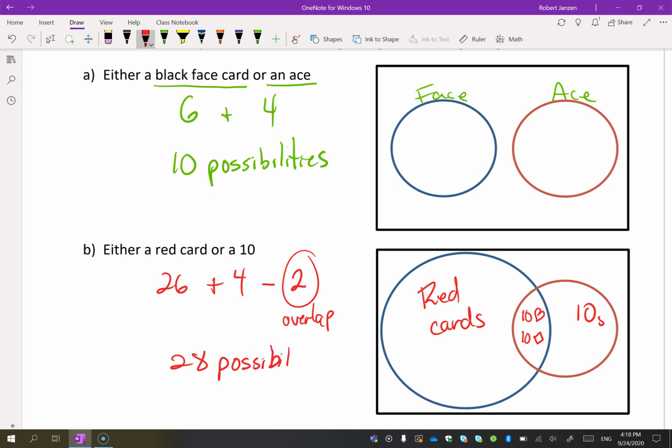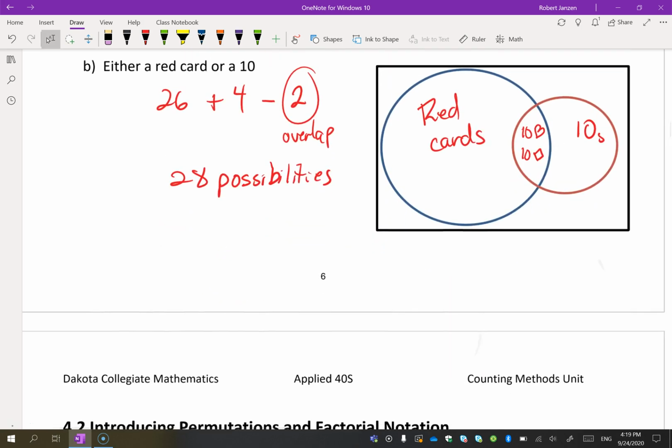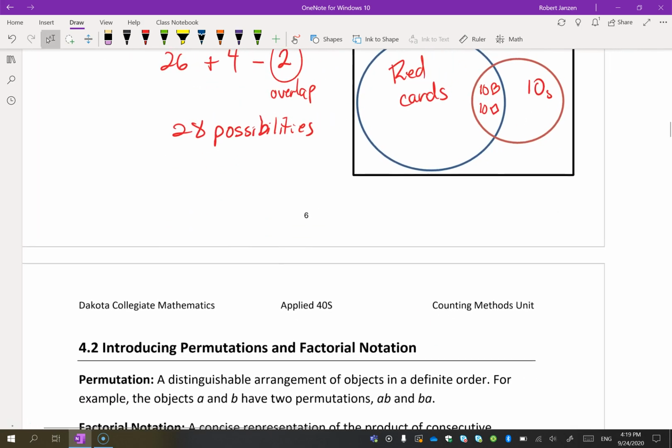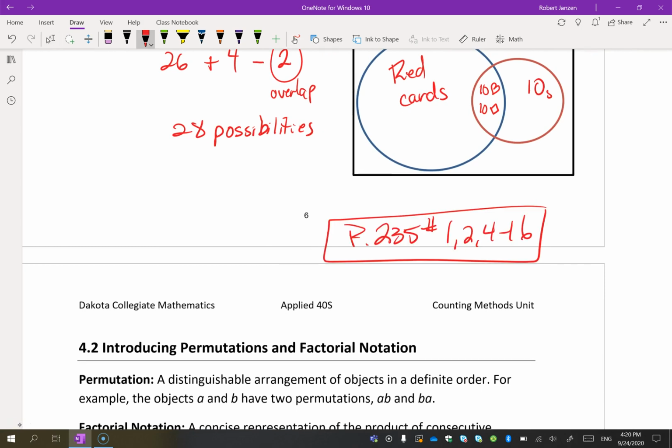So we need to keep this in mind when we're doing some of the counting. All right, we'll stop there. And here's your homework for this lesson, page 235. All right, make sure you do that and check your answers.